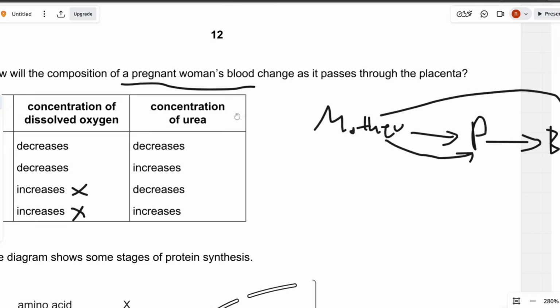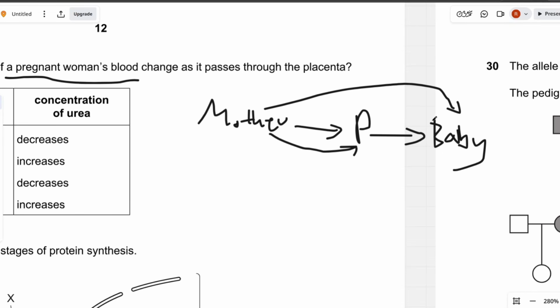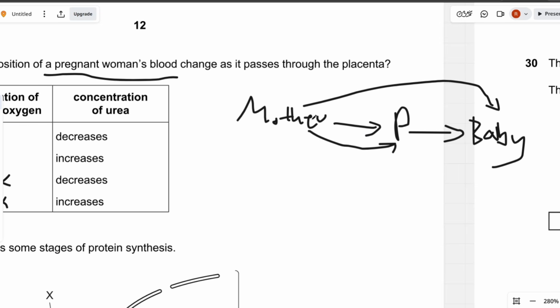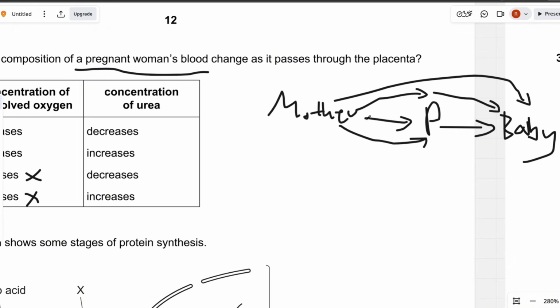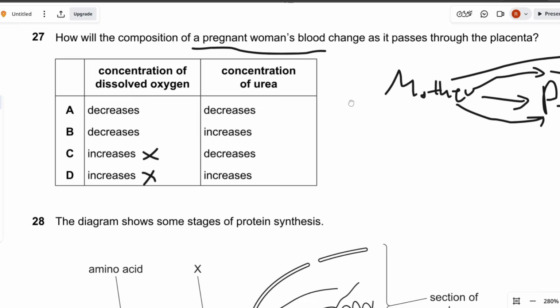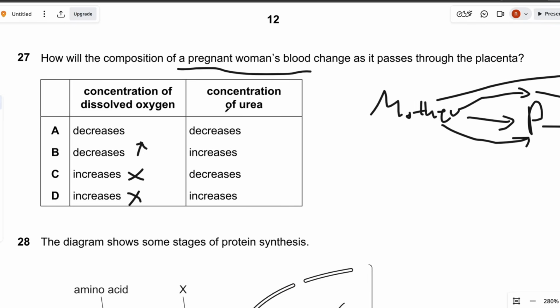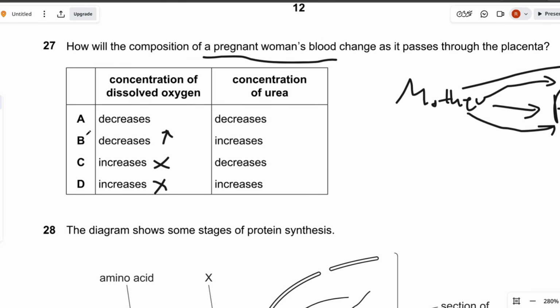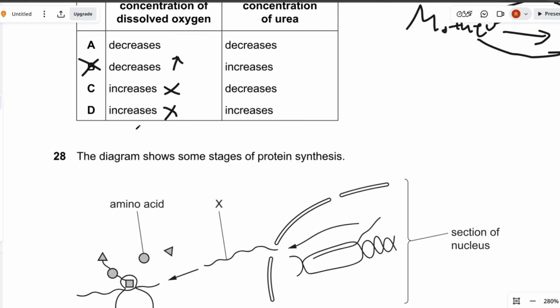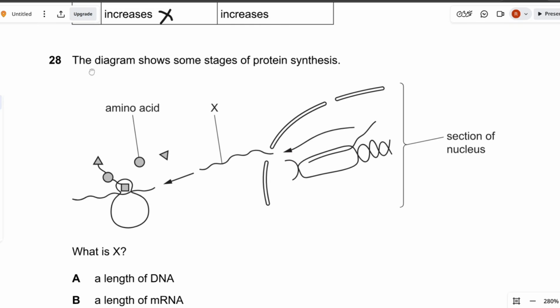The concentration of urea. Urea is the waste product produced by the baby, and the baby will load that urea onto the mother's blood as it passes through the placenta. It is illogical for the concentration of urea in the mother's blood to decrease as it passes through the placenta, because that would mean the urea in the mother's blood would be released onto the baby, which doesn't make any sense. Why would we do that? We're trying to remove the waste products from the baby onto the mother and not vice versa. The concentration of urea increases as the baby gives off the urea to his mother, and therefore the only correct answer is B.